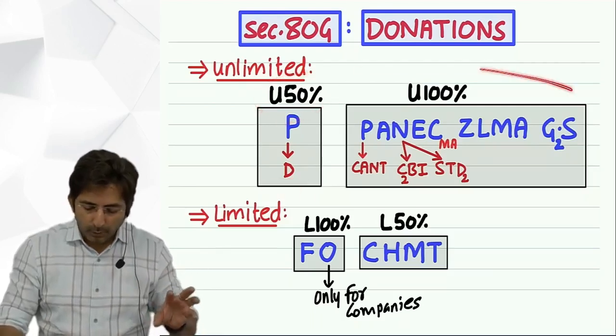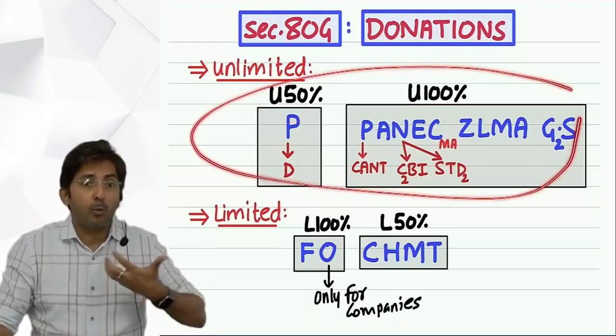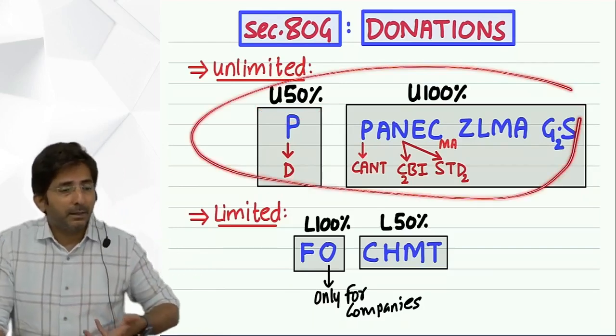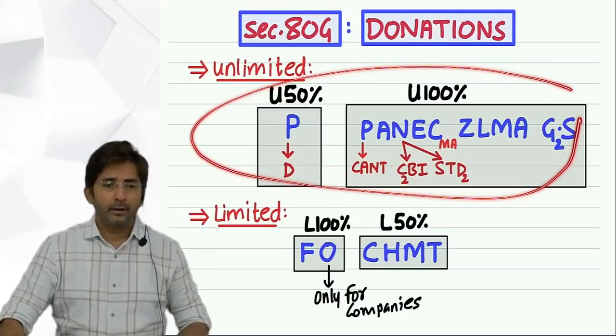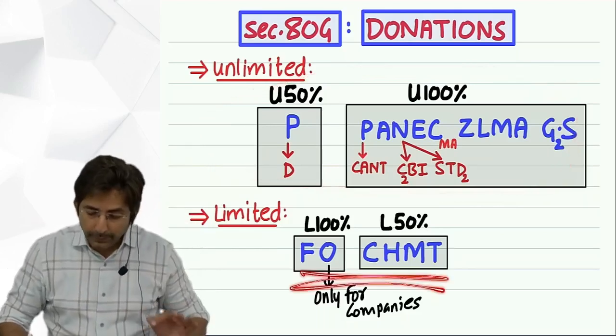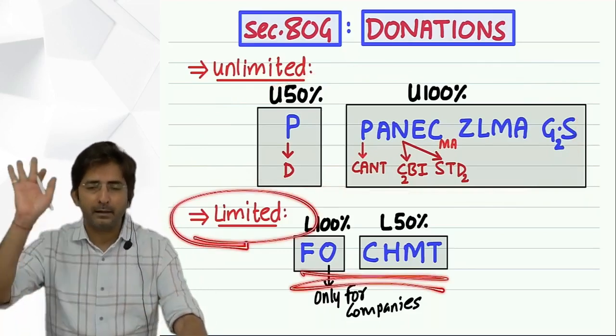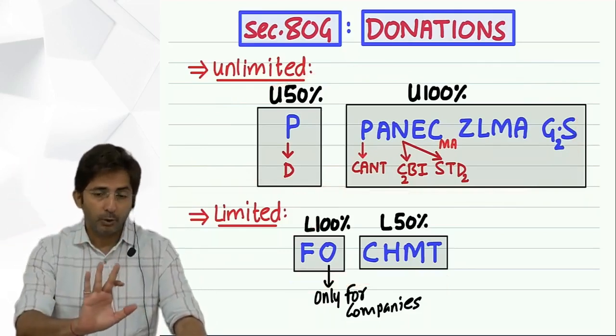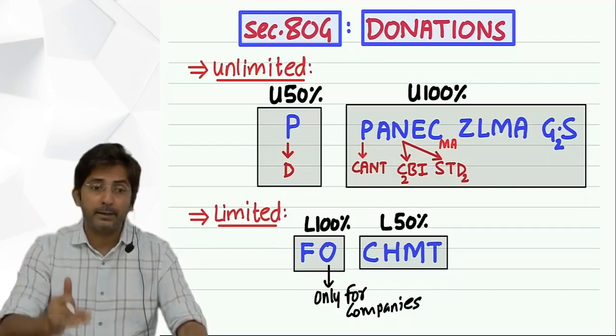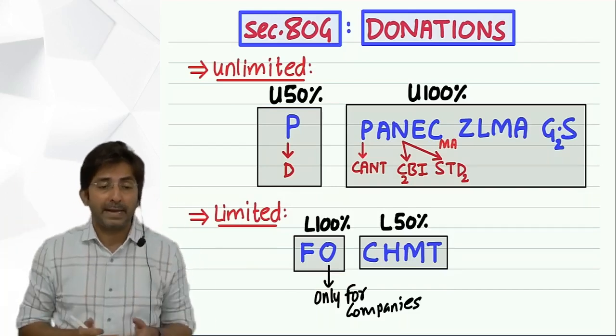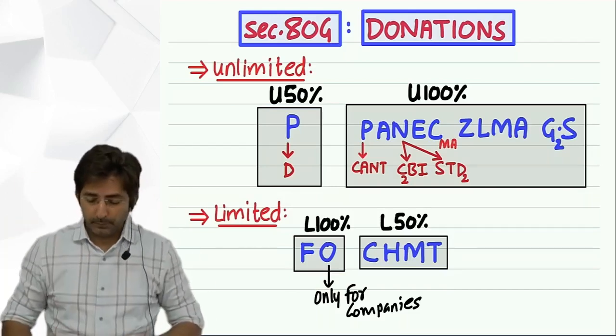So in short, although this was a big list, I took more time to explain, but this is simple for a student. For a student, this will be little tricky because here you have to remember the limit. Tricky means it's not that tough, but you have to be careful. Firstly you have to remember the limit, that up to what limit you can donate. So see what is the limit.